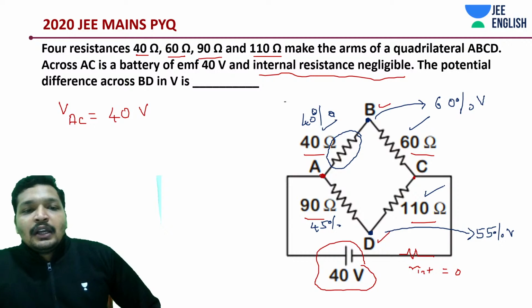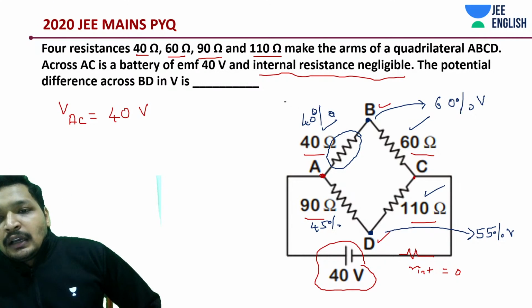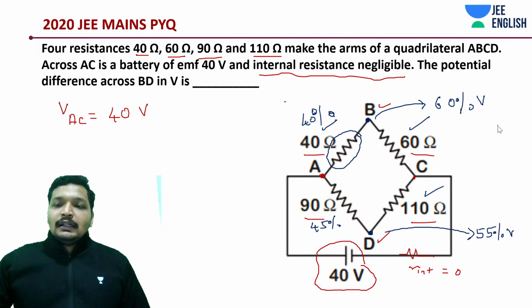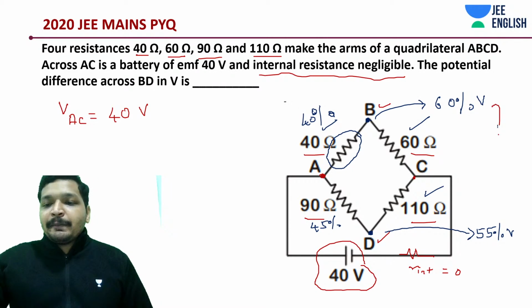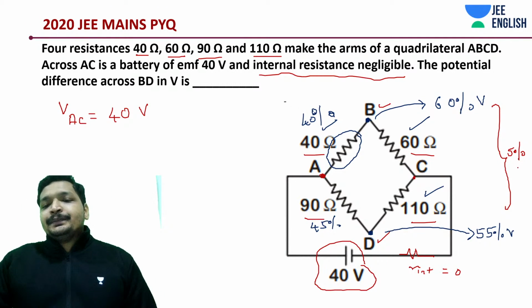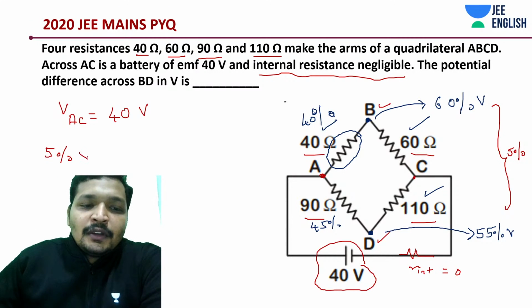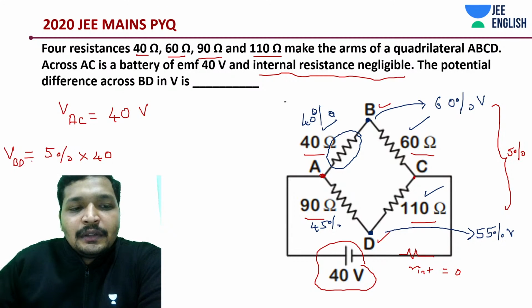Now let's come to the point. What is the potential difference across VBD? Basically, how much? 5%, right? Basically, easily said, it's 5% in this case. In this case, it works. Not all the time. We'll get into the solution as well. 5% of total. What is 5% of AC? 5% of 40. That should be VBD.